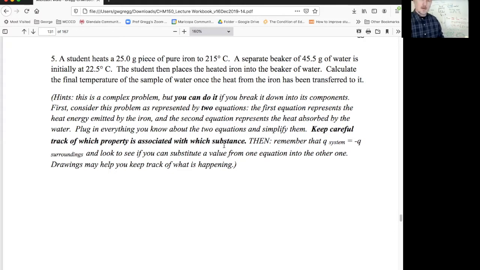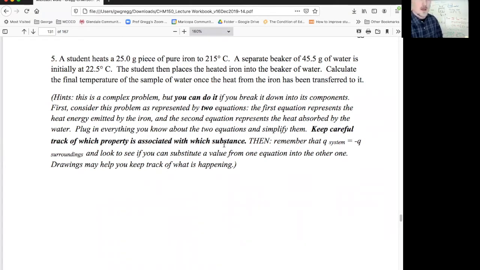This is what we might call a complex calorimetry problem. It's called complex because it has a few moving parts. And these complex calorimetry problems can be a little bit challenging for some students. So I thought I'd work through it with you here so you could see how I'm approaching it.